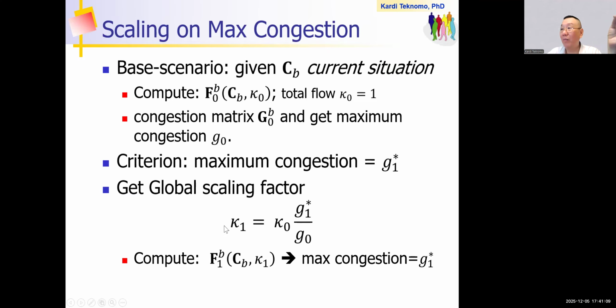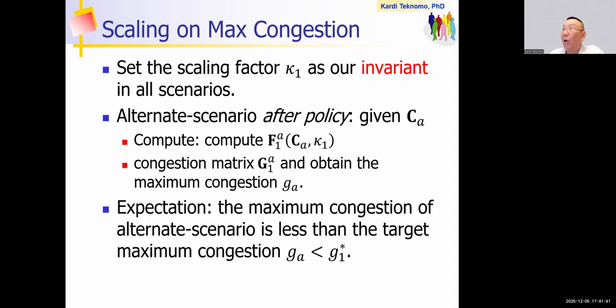So in that case, how can we do that? You need to have the capacity matrix of the alternative scenario, after the policy. Then you can compute F1. Based on this base scenario and kappa 1, you can compute F1 to get the maximum congestion G1. Then we set this scaling factor kappa 1 as our invariance in all scenarios.